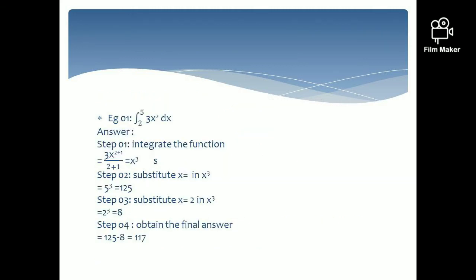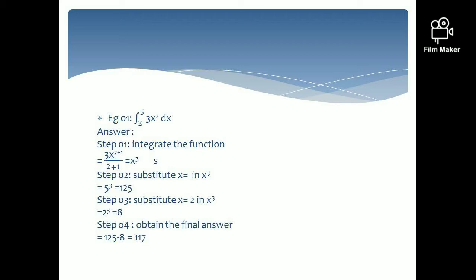In this example, our problem is to integrate 3x squared from 2 to 5. That means here the integration function is 3x squared, our upper boundary is 5 and the lower boundary is 2. How to perform this integration? First you have to do the usual integration.